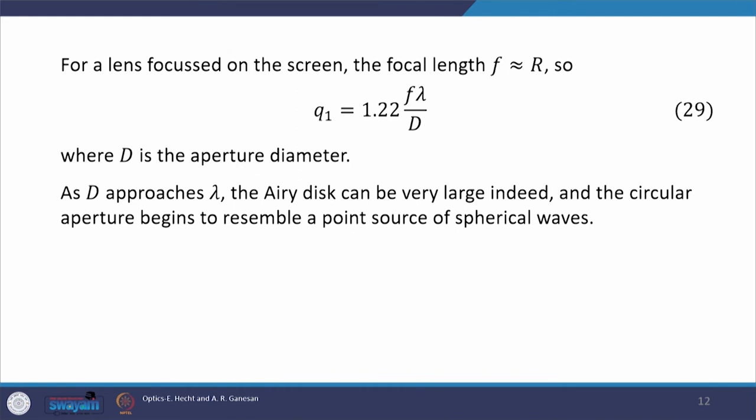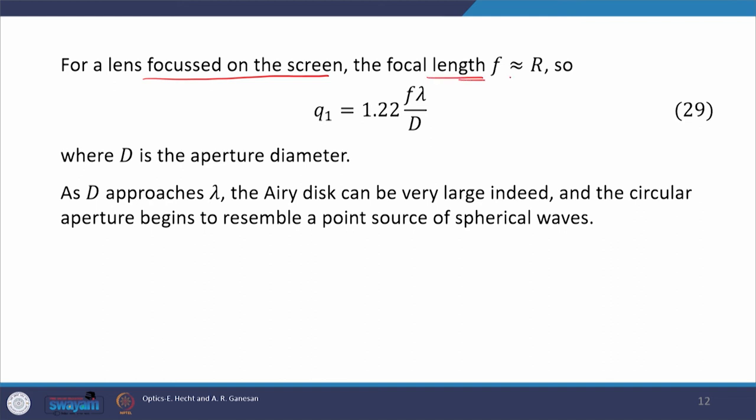Now, once we have this, this has very broad implications, because a circular aperture can easily be replaced with a lens also. If you have a lens of diameter D, then this lens will also give a similar type of diffraction pattern. Now, for a lens which is focused on the screen, the focal length would be given by capital R. In this particular case, the radius of the first dark ring would be given by 1.22 f lambda by capital D, where D is the aperture diameter, which is equal to twice A.